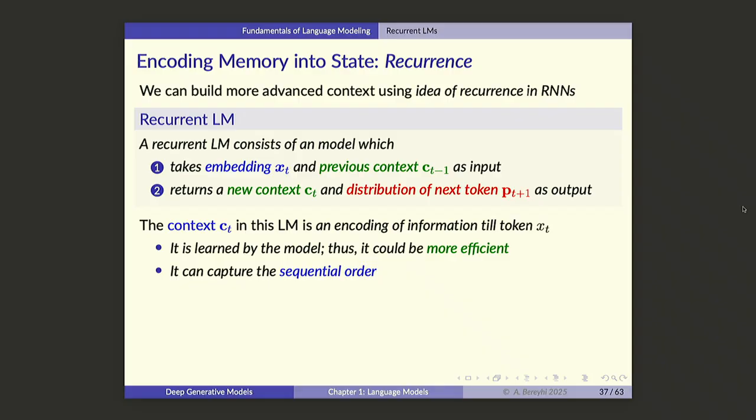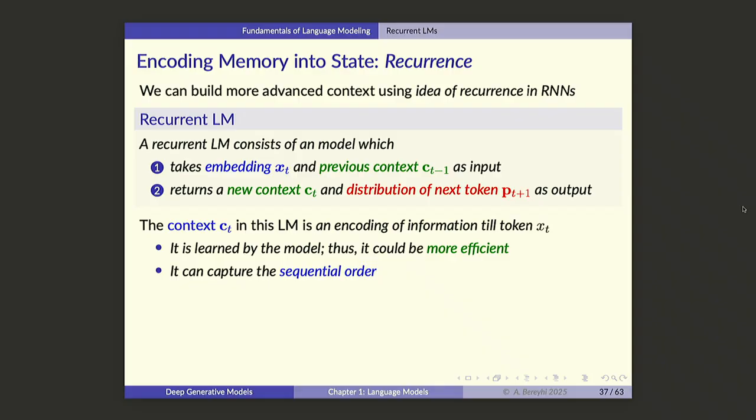And this idea is also capable of capturing the sequential order, because if I have a complicated neural network, then I can make it in a way that when I change the order of the input, the context computation is going to change.